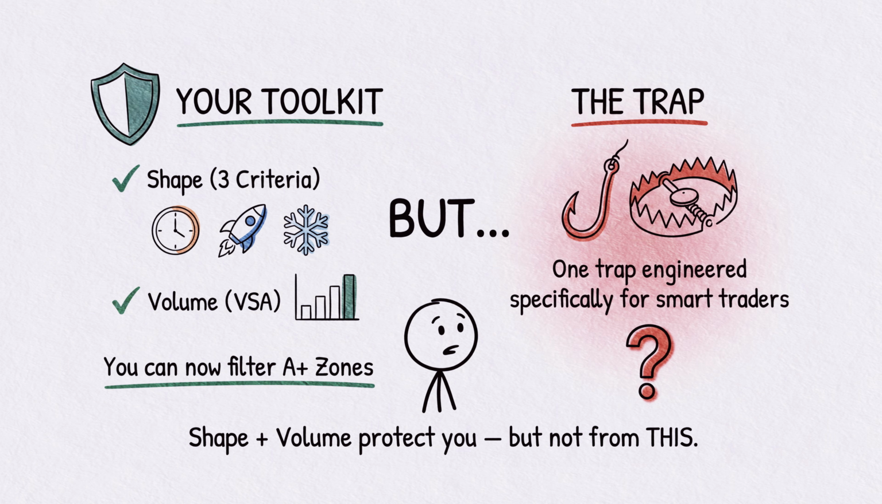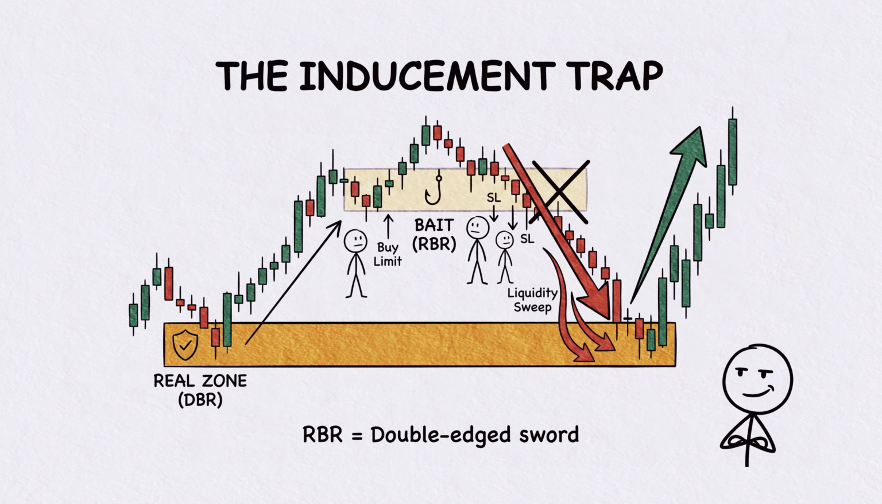But even when you have the 3 criteria and volume, there's still one type of trap that institutions engineer specifically for smart traders. In the smart money framework, there is one supreme principle. Institutional profit is built from the stop losses of the crowd, and institutions don't passively search for liquidity, they create it. Here's the mechanism. After a strong break of structure, price pulls back, forming an RBR zone that looks absolutely textbook, exactly what the manuals show.